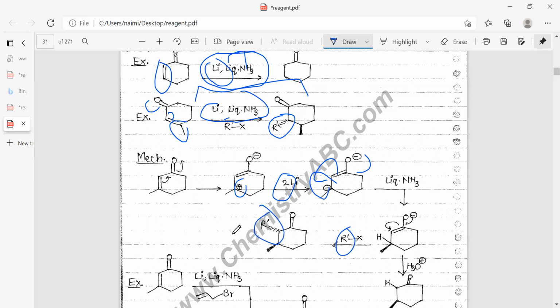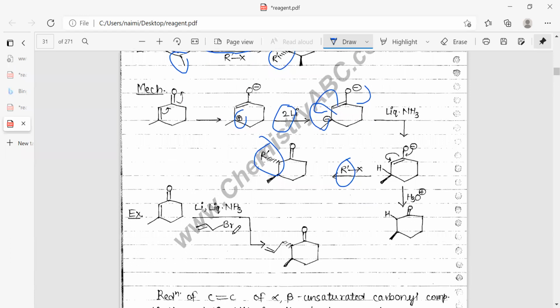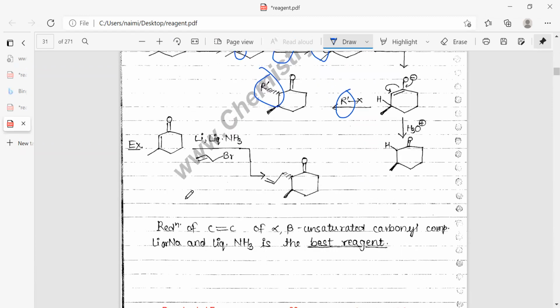So you will always remember that the remaining group will be attached via dash, while the other group, the nearby group, will be attached on the wedge side. So stereochemistry is very important in this.